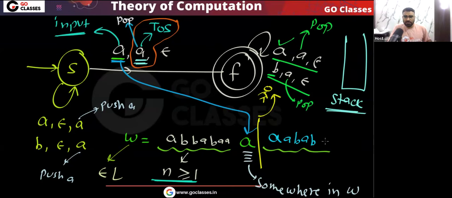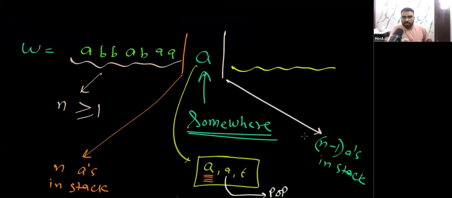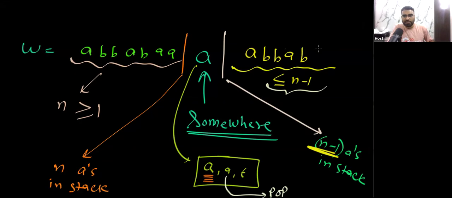Agree? So maximum how many symbols can come? Tell me. Maximum N minus 1 symbols can come, because there are N minus 1 A's in the stack. So here you can put any string, but remember, the maximum length is N minus 1. This will have length less than or equal to N minus 1. Understood? I hope you understood.